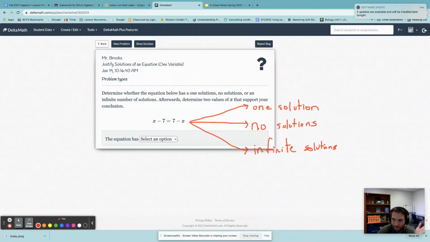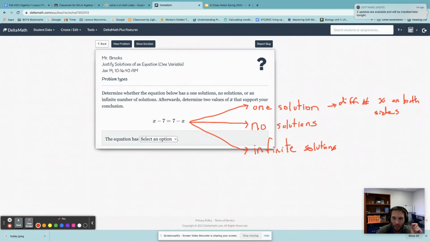How do you know? Well, if you have different number of x's on both sides, then you have one solution. Basically, if you have some number of x's on the left and then a different number of x's on the right, then you're going to be able to get all the x's on one side and you'll have x equals some number. And that's one solution, right?